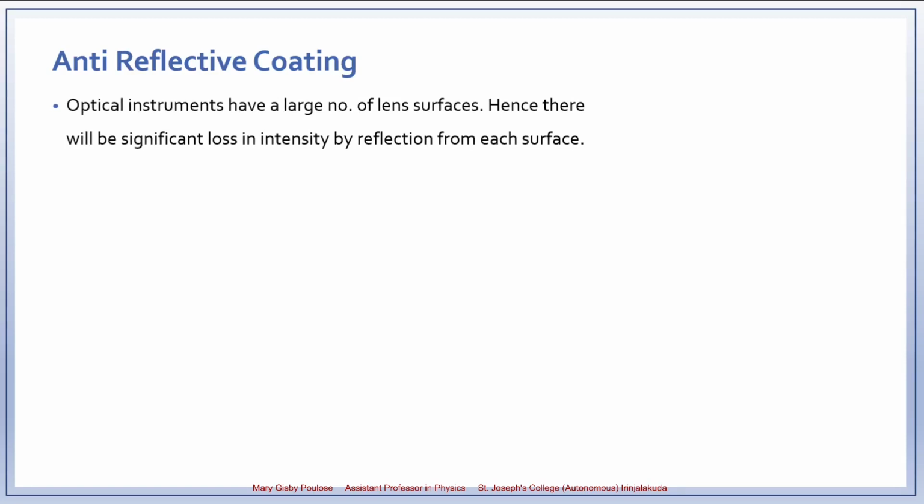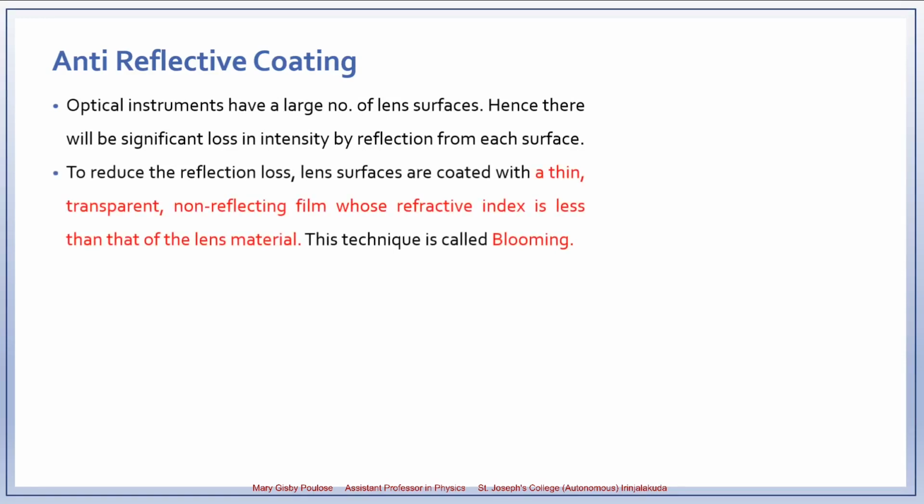Thus, in optical instruments where we have a large number of lens surfaces, there will be a significant loss in intensity by reflection from each surface. So, to reduce the reflection loss, lens surfaces are coated with a thin, transparent, non-reflecting film whose refractive index is less than that of the lens material. And this technique of reducing the reflection loss is called blooming.